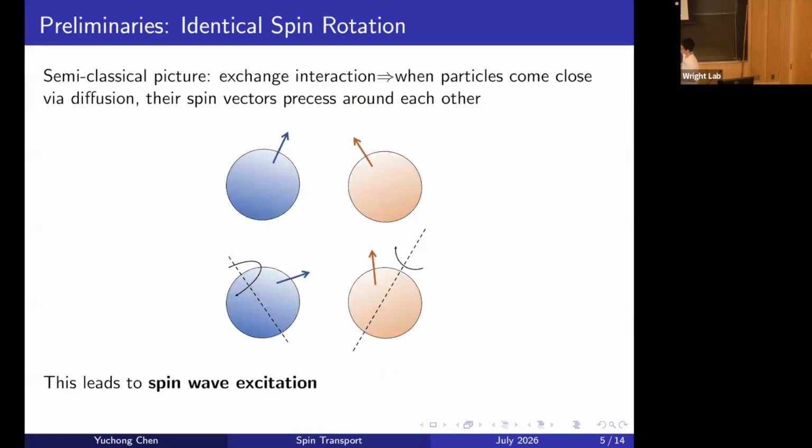So if it's not Stern-Gerlach, obviously there are some other mechanisms behind this spin dynamics, which is the identical spin rotation effect. A semi-classical picture is that due to exchange interaction, when two particles that have similar states come near to each other, the Bloch vectors will actually precess around each other. As you see, basically the blue vectors will precess around the red Bloch vector, and the red will precess around the blue one. In actual theory, they will precess around the mean Bloch vector in that region. So this has very profound influences. Firstly, it produces spin segregation like we see. And we will also expect to have spin wave excitation due to this mechanism.